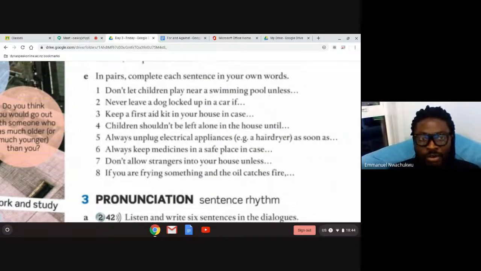Now, for the last thing in the grammar section on page 39, it says that you have to complete... if we're in class, you would be able to do these and interact with your classmates. But complete these sentences in your own words. So for example, don't let children play near a swimming pool unless... So in your notebook, you can practice writing out the completions, okay?